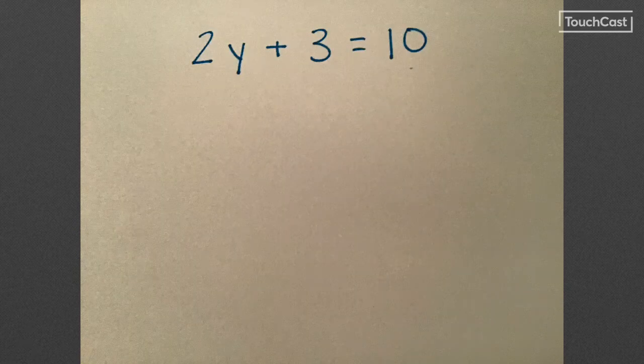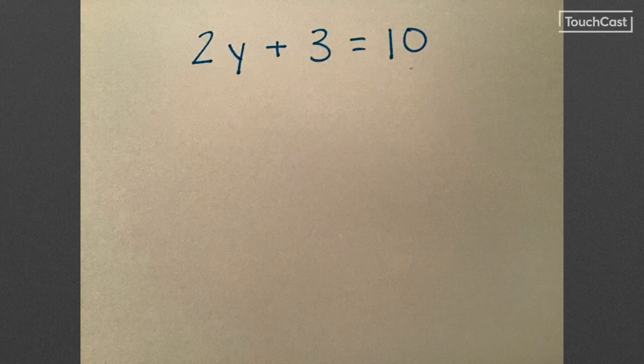So let's start talking about some two-step problems. This time we have 2y plus 3 equals 10. Now we're going to have to do two different operations in order to ensure y is by itself. Like I said at the beginning of the video, we always want to start by zeroing out our constants. So I want to remove that 3 on the left side of the equation.